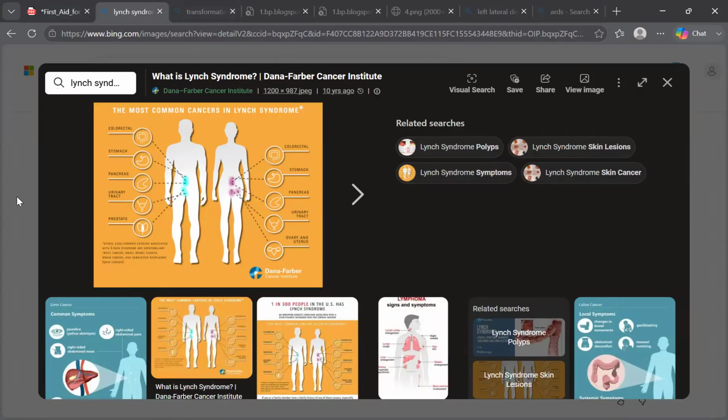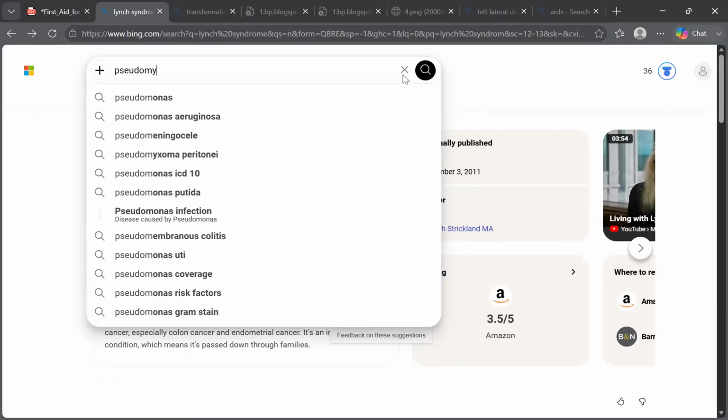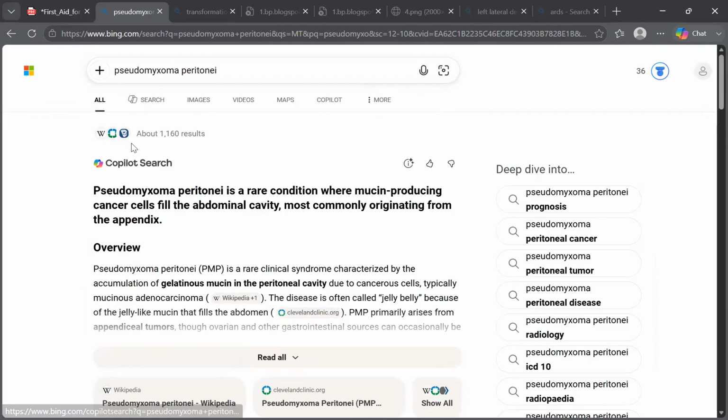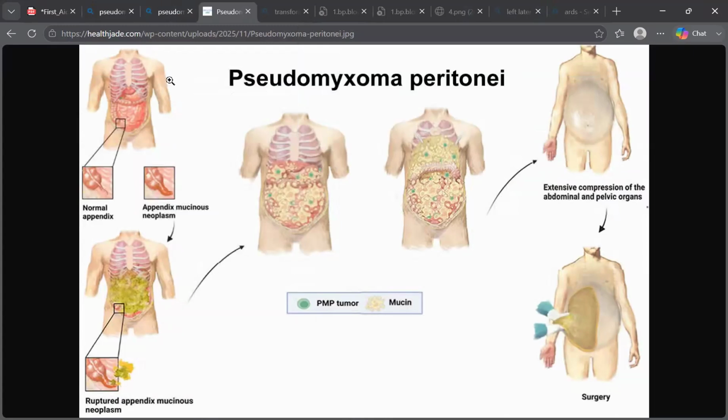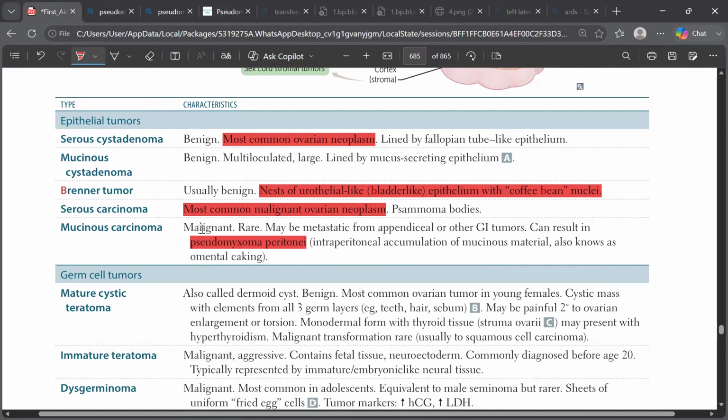So, pseudomyxoma peritonei. Mucin-producing cancer cells fill the abdominal cavity, most commonly originating from the appendix. So this is a normal appendix, and this is an appendix mucinous neoplasm, and rupture of an appendix mucinous neoplasm causes excessive compression of abdominal and pelvic organs, and with surgery you have to remove all this mucinous material. So a mucinous carcinoma can cause pseudomyxoma peritonei, which is excessive mucinous secretions all over the peritoneum, and it is malignant. The most common malignant ovarian neoplasm has to be serous carcinoma, and the most common benign ovarian neoplasm has to be serous cystadenoma.